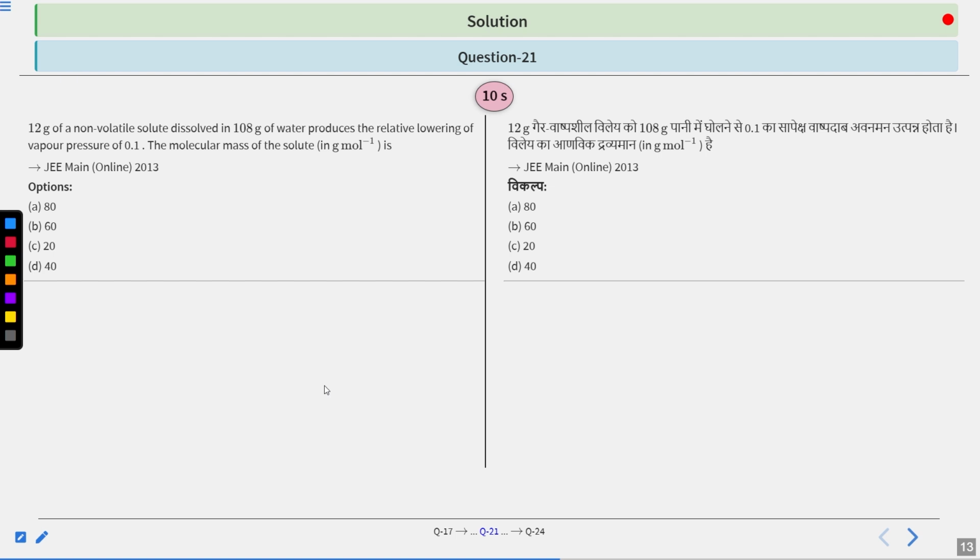Question number 21. 12 gram of non-volatile solute dissolved in 108 gram of water produces the relative lowering of vapor pressure of 0.1. The molecular mass of the solute is, your options are A 80, B 60, C 20, and D 40. So what is being said in the question is that 12 gram of non-volatile solute is added to 108 gram of water, and that produces relative lowering of vapor pressure of 0.1. We have to calculate the molecular mass of the solute, so you will simply use the formula of RLVP, relative lowering of vapor pressure. Your 10 seconds to solve this question starts now.